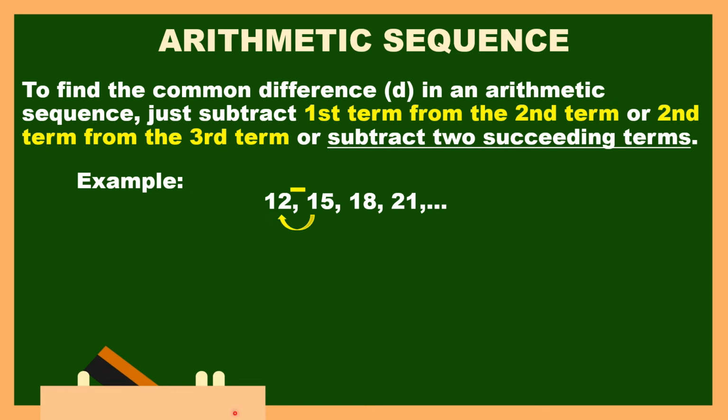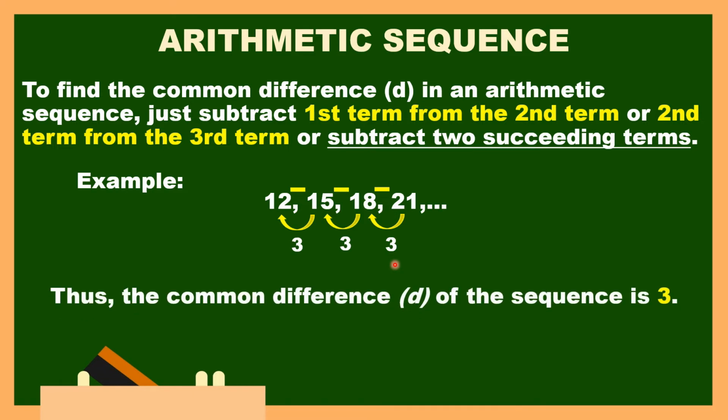So 15 minus 12 equals 3. Then, isubtract ulit ang second term mula sa third term. So 18 minus 15 equals 3. Pagkatapos ay isubtract ulit ang third term mula sa fourth term. So 21 minus 18 equals 3. Kung napapansin nyo, pare-pareho ang kanilang difference which is 3. Thus, the common difference or D of the sequence is 3.